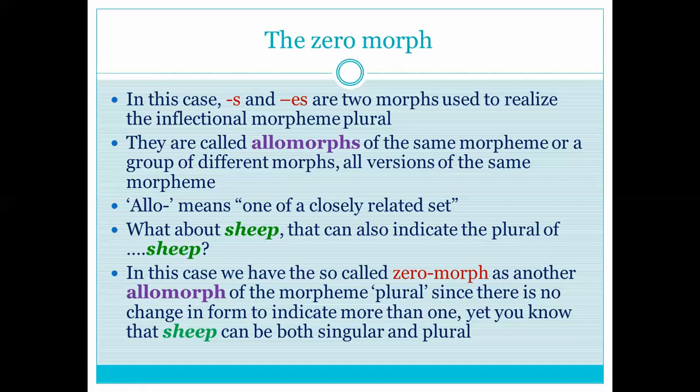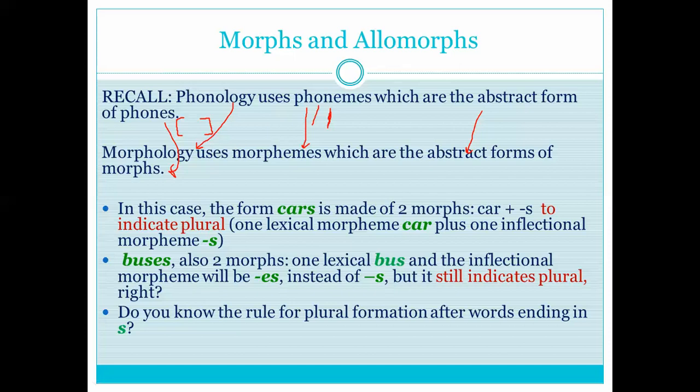When we were pluralizing, we saw that for cars, we would just add one S, but for buses, we would add an E and an S. Okay, so these are called allomorphs because they're both indicating plural, for example. They're both functioning in the same way.